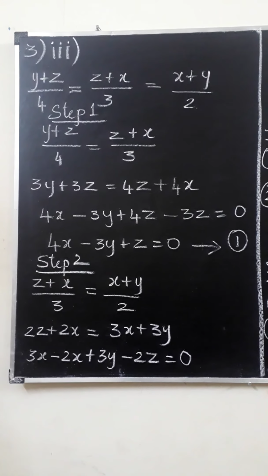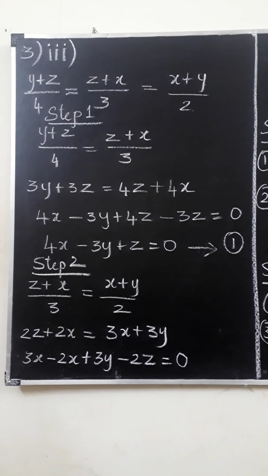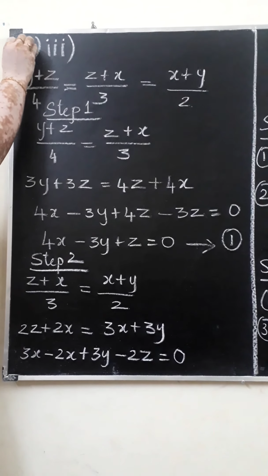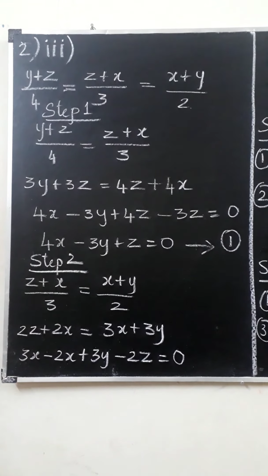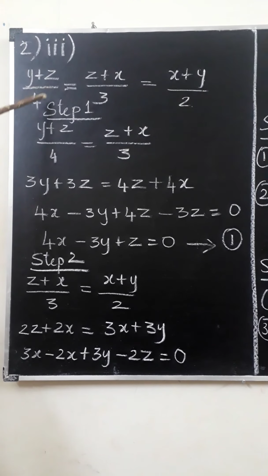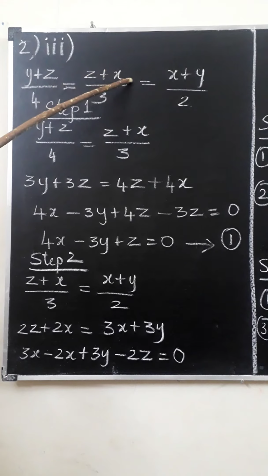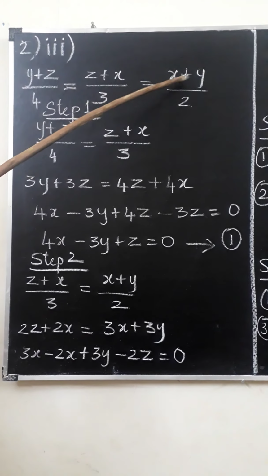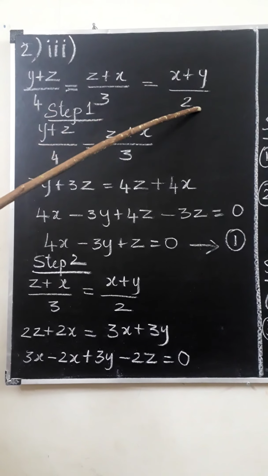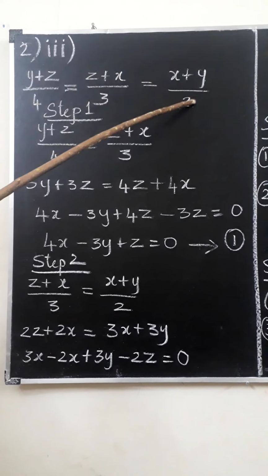Let us learn the third subdivision in the second sum. Here it is given in a different form. y plus z by 4 is equal to z plus x by 3, which is equal to x plus y by 2. So it is not given as a proper linear equation, it is given as three divisions.